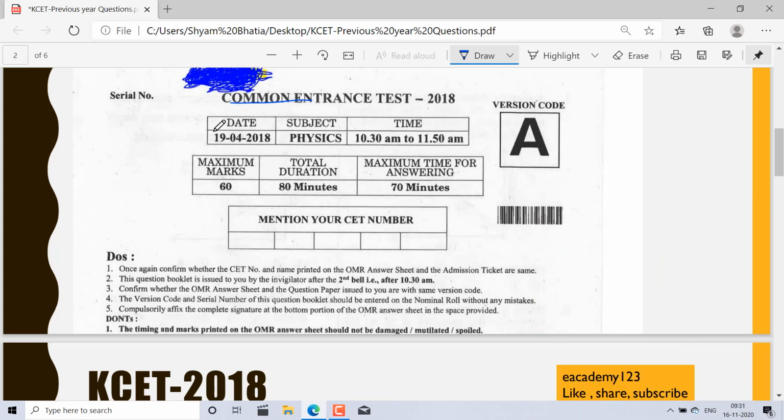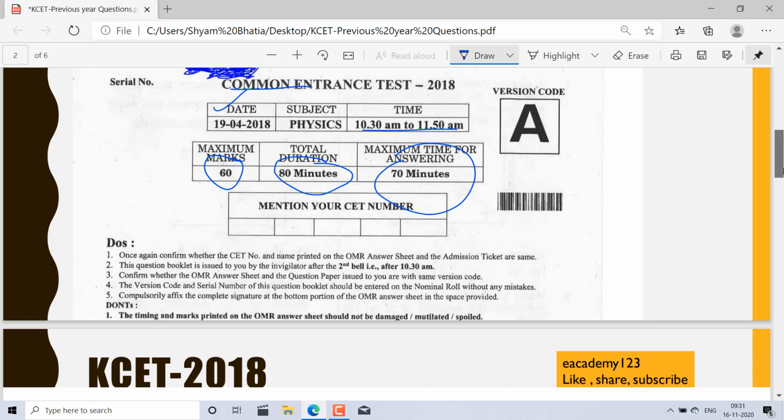Here you are watching the 2018 question paper, physics. This is the time duration, 70 minutes, the maximum marks, and so on. You can easily watch it.